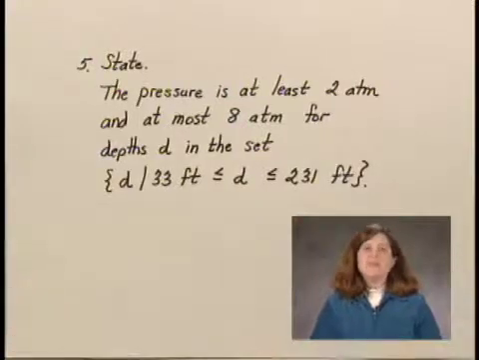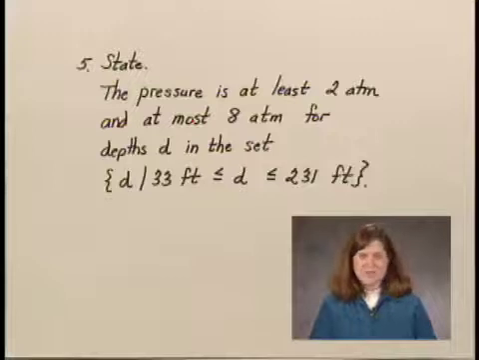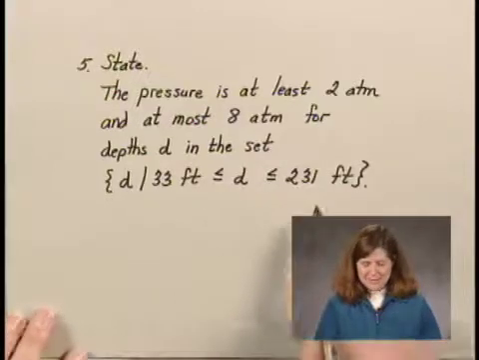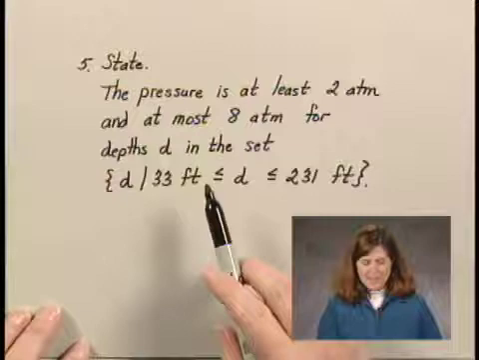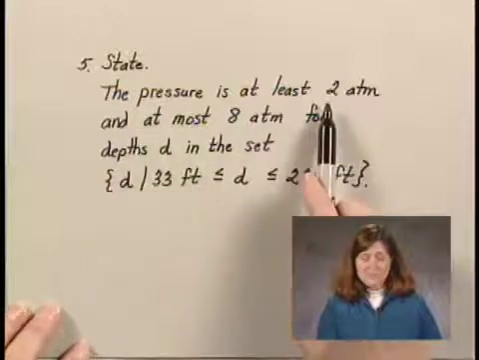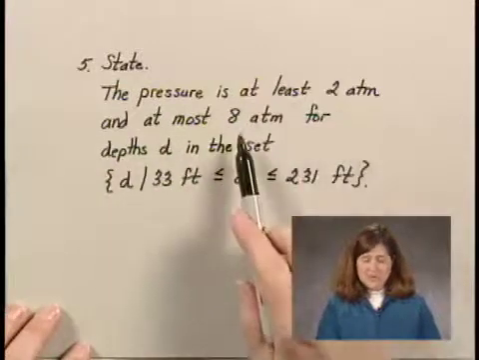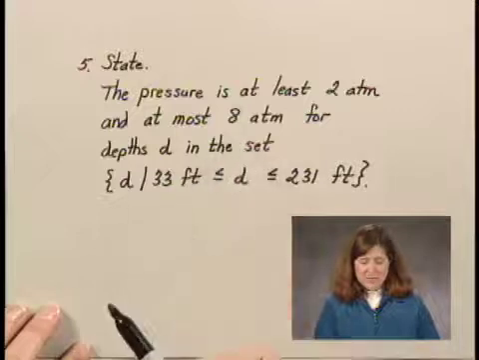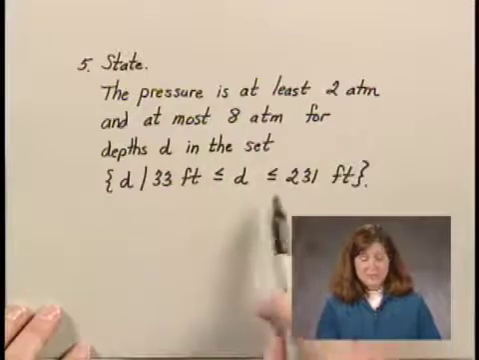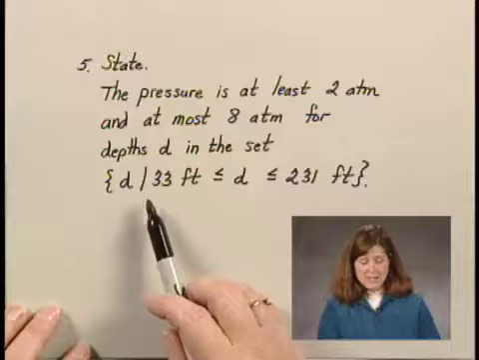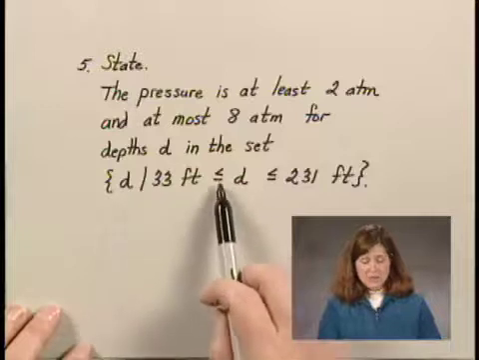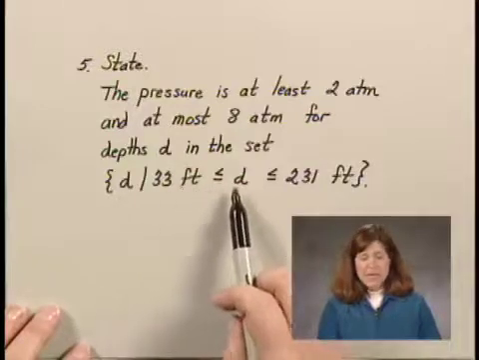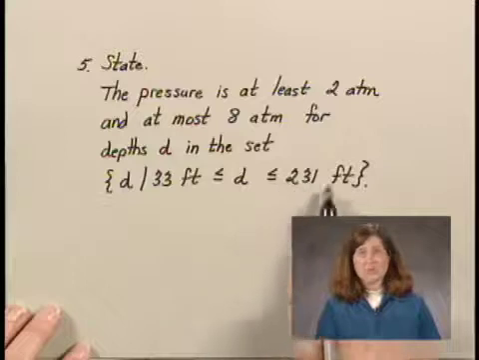To state it in a complete sentence takes a little more work this time because of the way the problem is worded. The pressure is at least 2 atmospheres and at most 8 atmospheres for any depths D that you would find in the solution set, which is the set of all D such that D is greater than or equal to 33 feet and less than or equal to 231 feet.